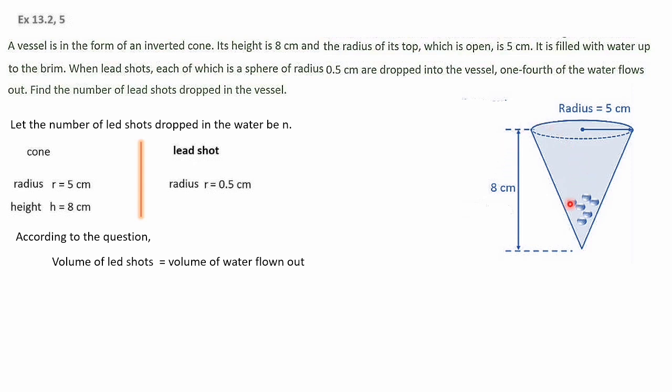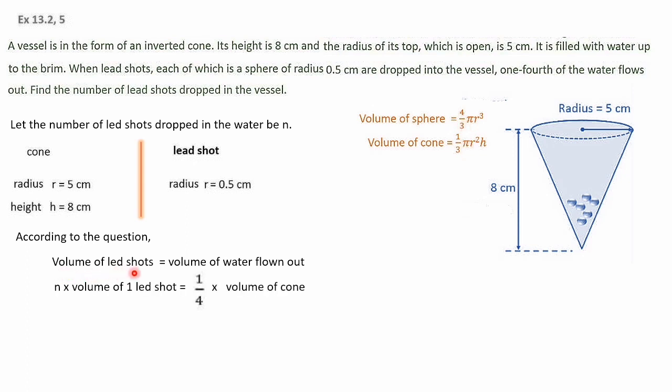So we need to find out the volume of cone as well. So let's recall the formula. Volume of sphere is 4 by 3 pi r cube, and the volume of cone is 1 by 3 pi r square h. So these are the two formulas we are going to use. That is n into volume of one lead shot. There are several lead shots we are dropping in. We don't know how many, so we are taking it as n into volume of one lead shot, because all are the same size and shape.